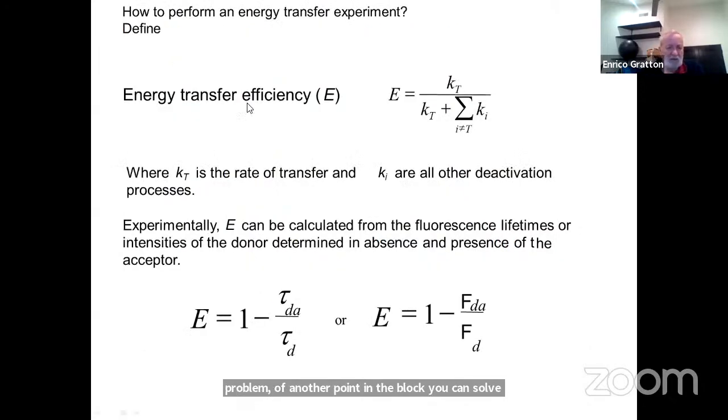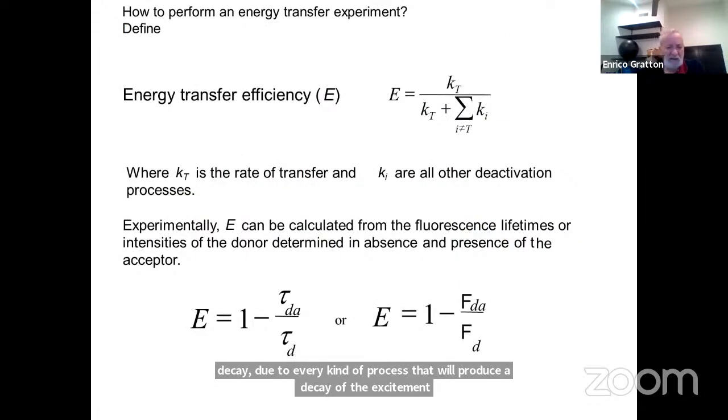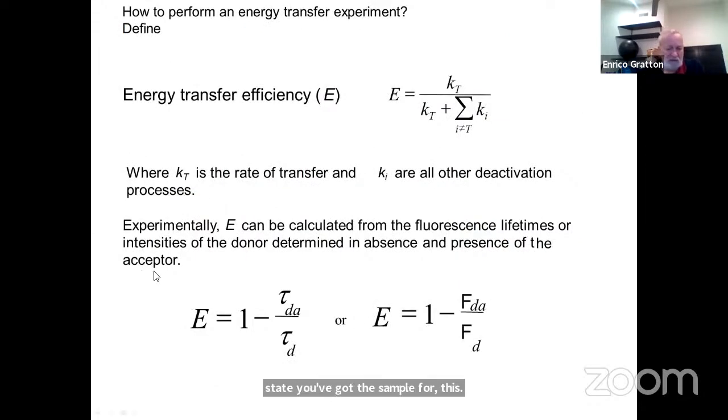And so the energy transfer efficiency is defined as the decay due to every kind of process that will produce a decay of the excited state divided by the sum of all the other states. Experimentally, what we measure is a quantity which is very simple to measure in lifetime, which is the lifetime of the donor in the presence of the acceptor and the lifetime of the donor alone.